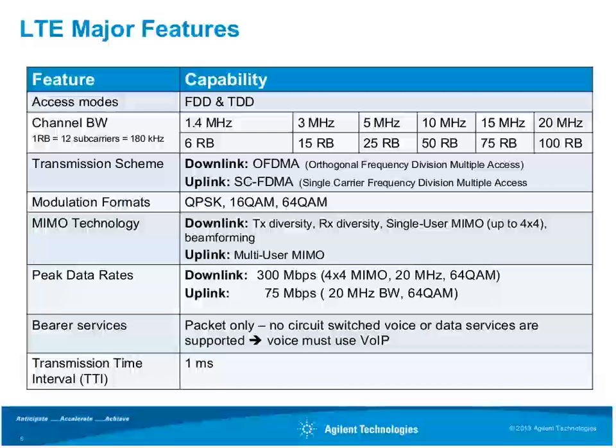The majority of systems that have been deployed already use FDD, but TDD is looking to grow, particularly as China Mobile rolls out its system later this year. Channel bandwidth. LTE has flexible channel bandwidth from 1.4 megahertz up to 20 megahertz, with the wider 10, 15, and 20 megahertz really targeted for new spectrum use and the much higher data rates. The transmission schemes: there are two different ones for the uplink and downlink, OFDMA and SC-FDMA, and we'll talk about this more in detail in a few minutes.